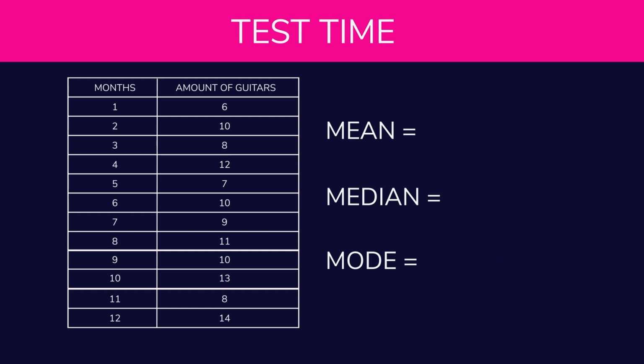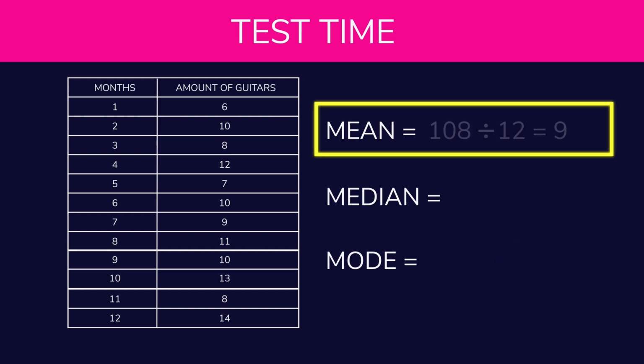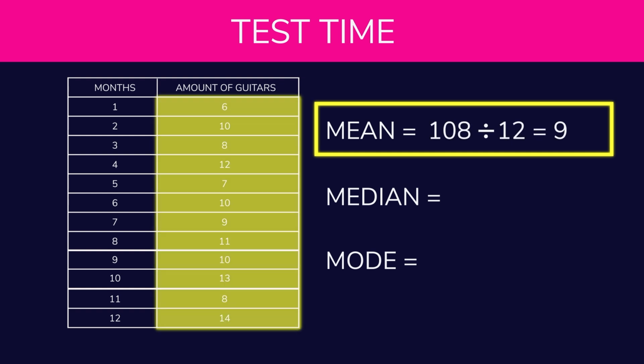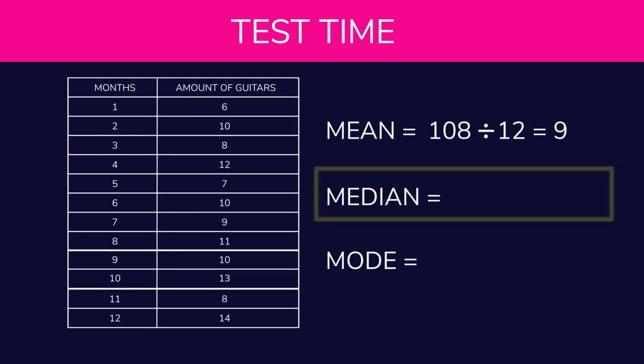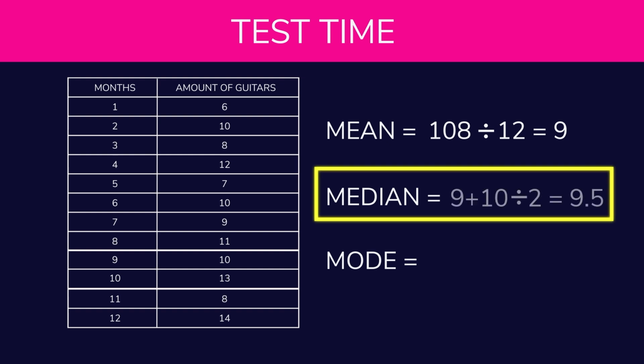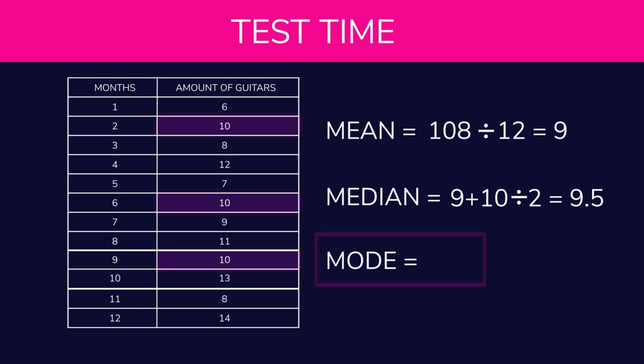Let's check your answers. Mean. Add them all up is 108 and divide by 12. The answer is 9. Median. Put them in order. Take the middle 2 numbers, 9 plus 10 divided by 2. Find their mean, which equals 9.5. 10 appears the most, so the mode equals 10.